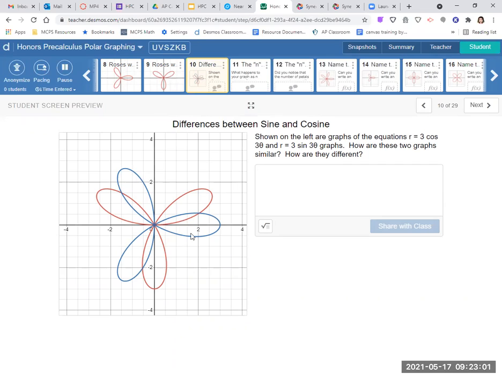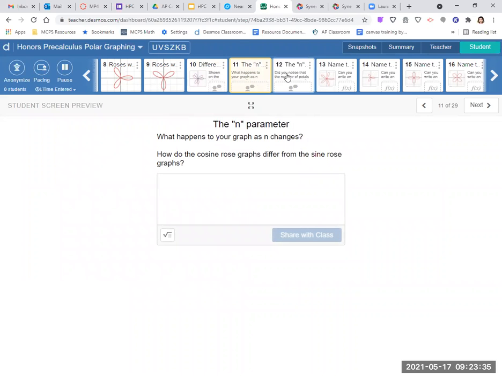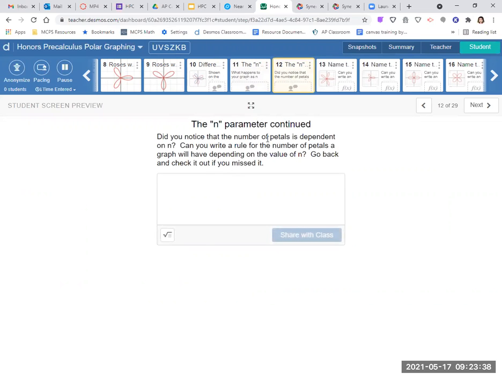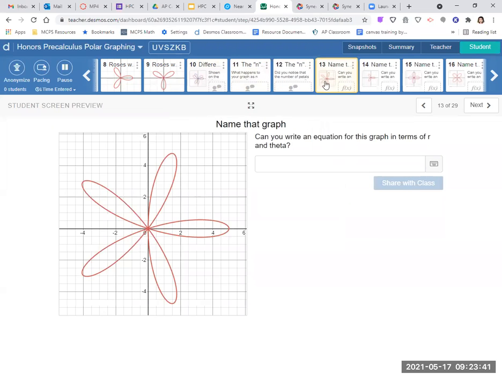How are they different? And since you're watching this at home and not in class, what I would like you to understand is that the cosine graphs always have a loop that is symmetrical to the pole. So this blue graph is the cosine graph, and the red graph is the sine graph. So the sine graph is actually a counterclockwise rotation of the cosine graph. The sine graph has the same size, same shape. It's a counterclockwise rotation. What happens to your graph as n changes? You notice the number of petals is dependent on n.